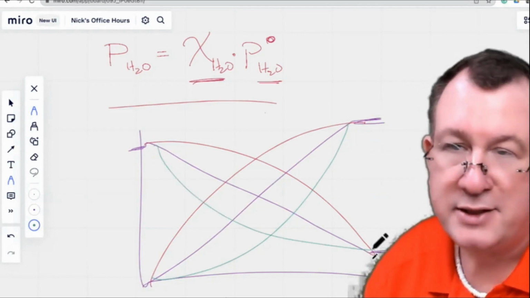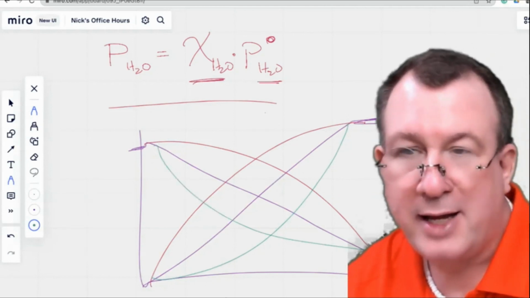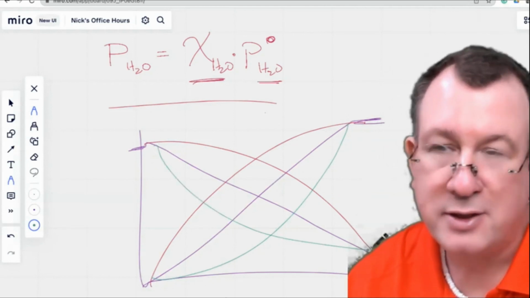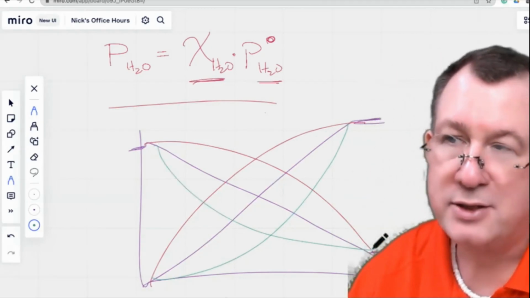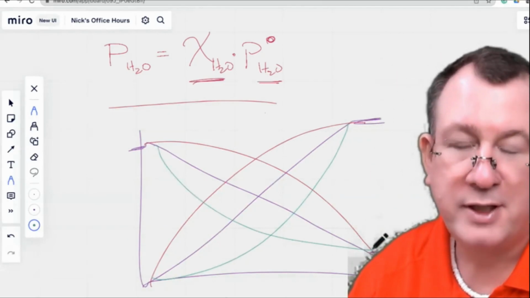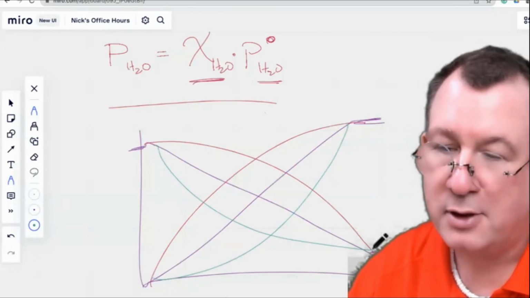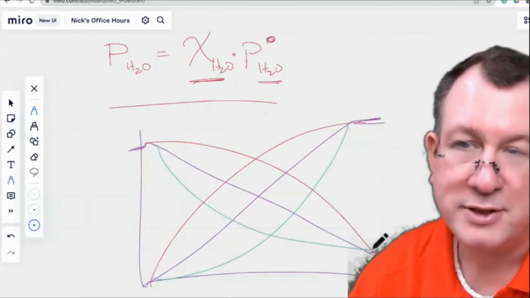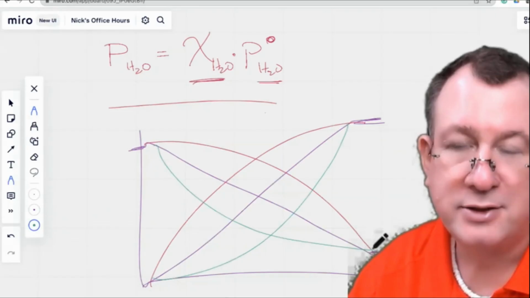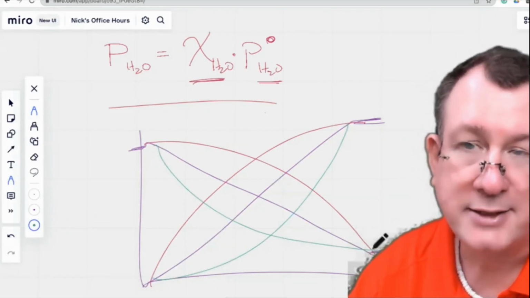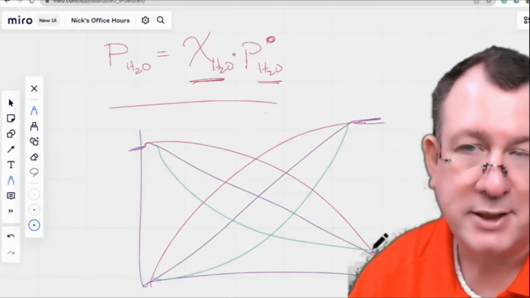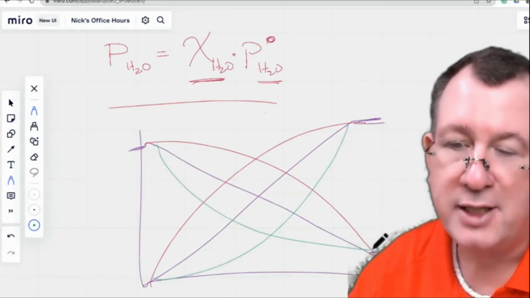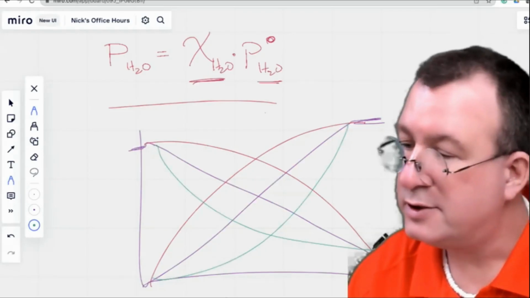All right, so this is Raoult's law. A solution that obeys Raoult's law is cool. You can do a lot of stuff with this. When a solution obeys Raoult's law perfectly, we call it an ideal solution. But most solutions are not ideal. Either the interactions are stronger, like say acetone water, or they are weaker, like say benzene hexane, in which case you get one of these two deviations.